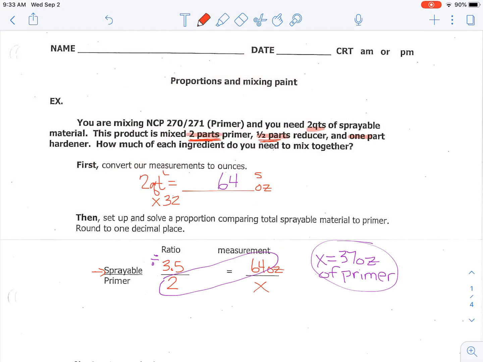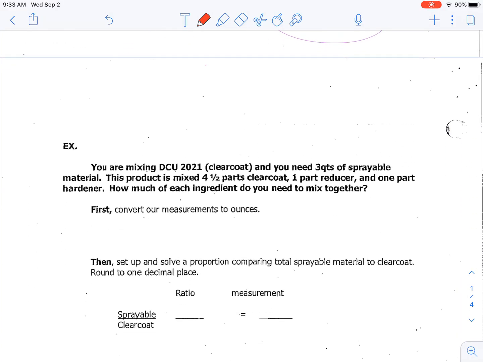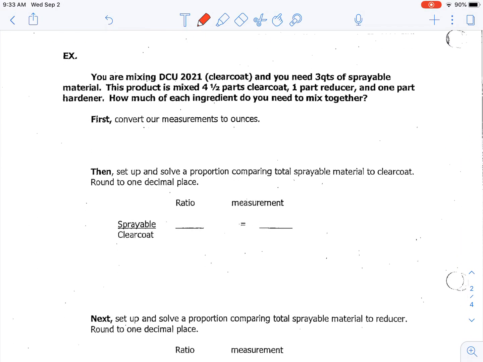All right, let's run through one more. I don't want to make these videos too long for anyone, but I think you might need one more to make sure that you understand what's going on. So the very first thing you're going to do is convert your measurement, your 3 quarts in this case, to ounces. And remember, we should know how to do that from a previous lesson. We're going to multiply it by 32, so we should get 96 ounces.